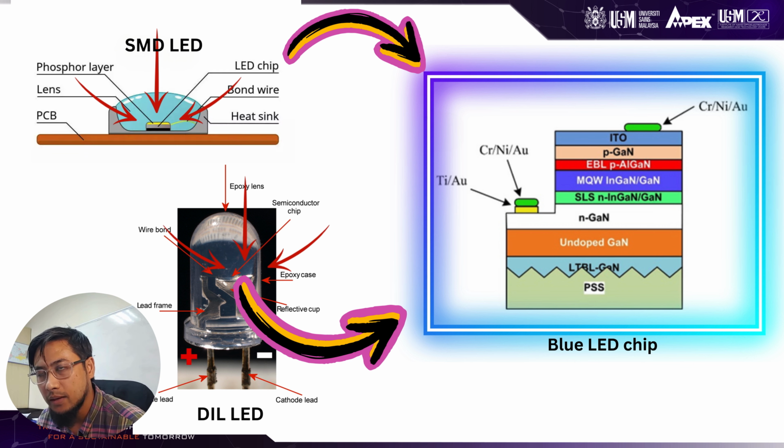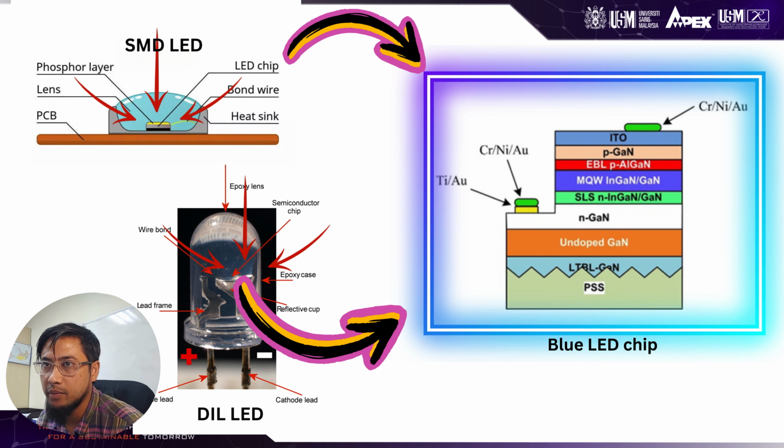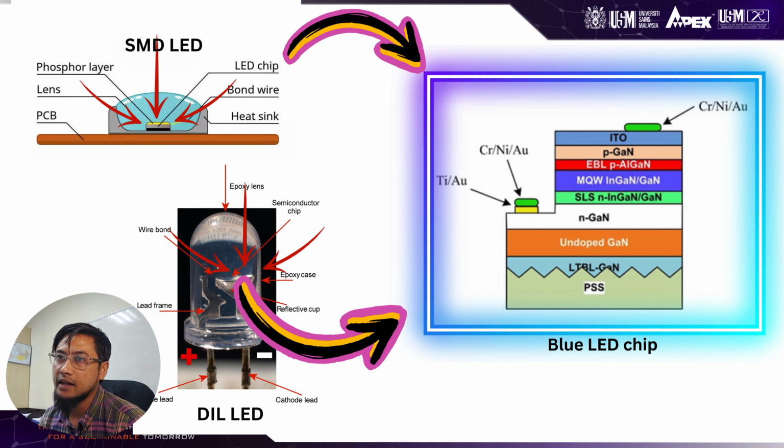There are a few types of packaged LEDs. These two are the most common ones that we always see. We have SMD LEDs, or surface mount device, which is the same type that we saw in the LED bulb earlier. And secondly, the one that you always see in your school laboratory or any electrical shop, which is called dual in-line, or DIL LED.